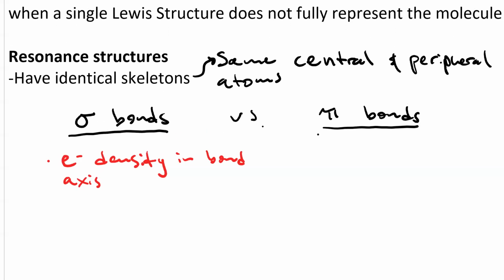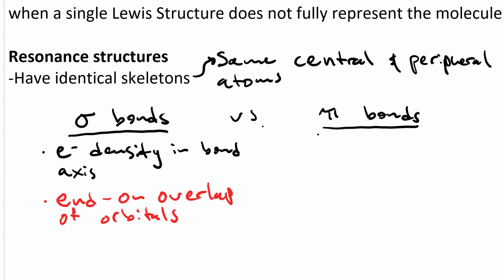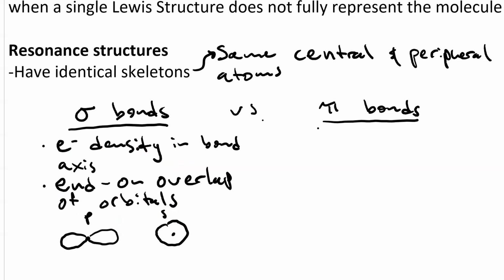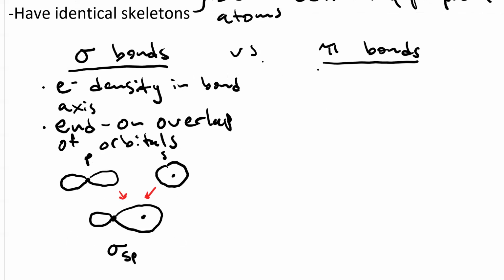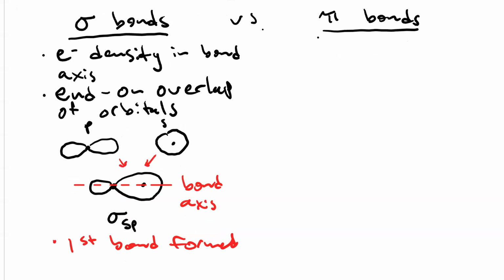Sigma bonds have their electron density in the bond axis. Sigma bonds are formed from end-on overlap of orbitals. For instance, we could have an s orbital overlapping with a p orbital. This forms a sigma sp orbital. The bond axis is a line connecting the two nuclei. Sigma bonds are also the first bond formed between two atoms.